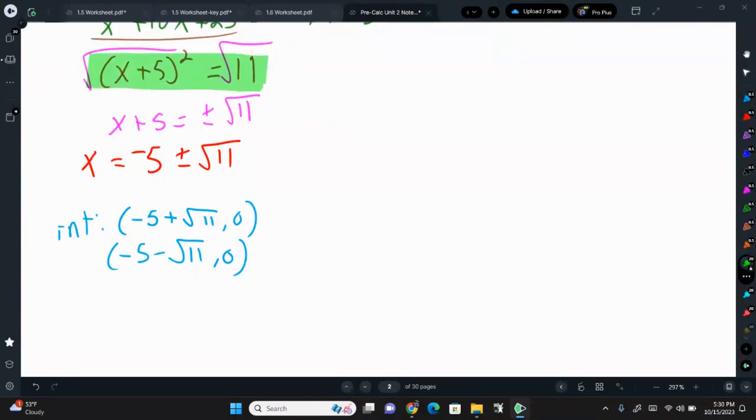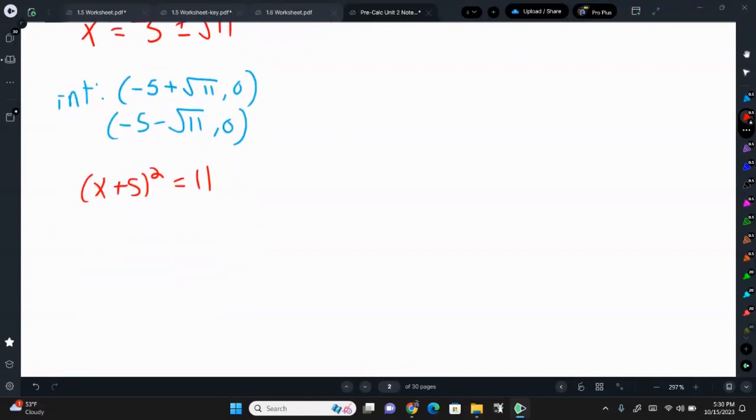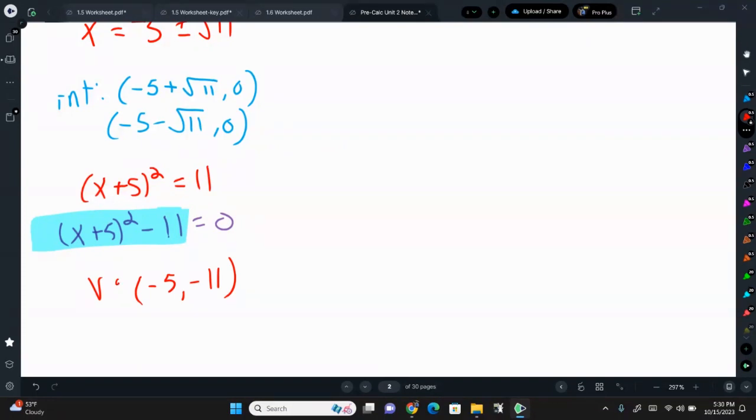Now for the vertex, this part right here, I'm going to rewrite that down. X plus 5 squared equals 11. If we subtract 11 from both sides, we get x plus 5 squared minus 11 equals 0. This is now vertex form. We have our h, negative 5, and our k value, negative 11. So our vertex is negative 5, negative 11. So that is another advantage of completing the square, is that you can also get the vertex form very easily from that. So we have our 2 x-intercepts and we have our vertex.